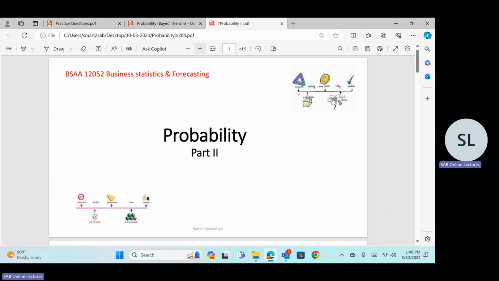We will discuss probability. Remember? Okay. Then basic concepts. Yes or no?